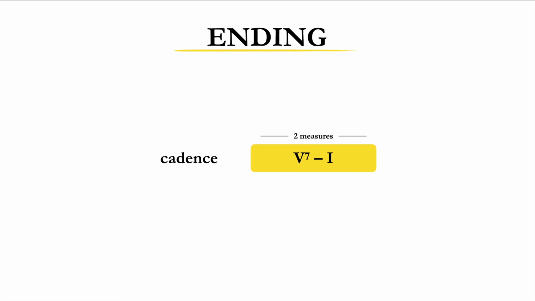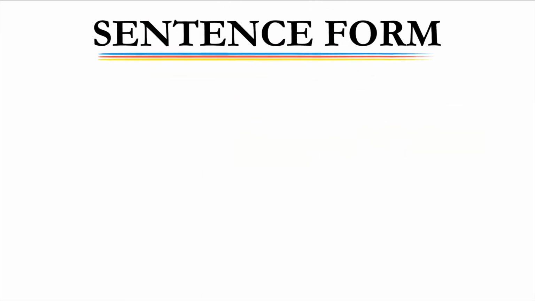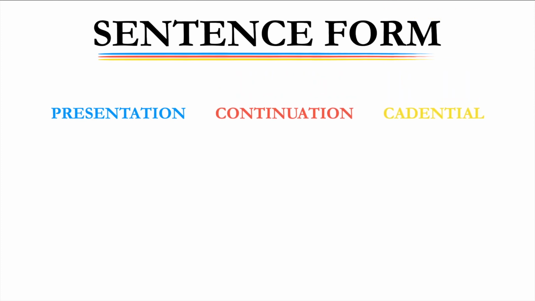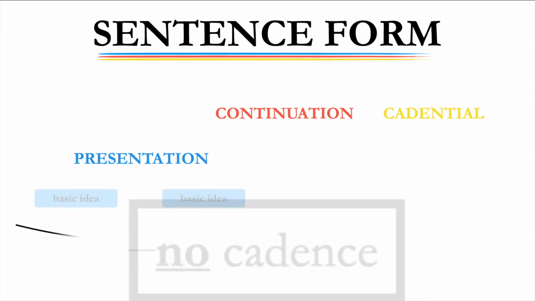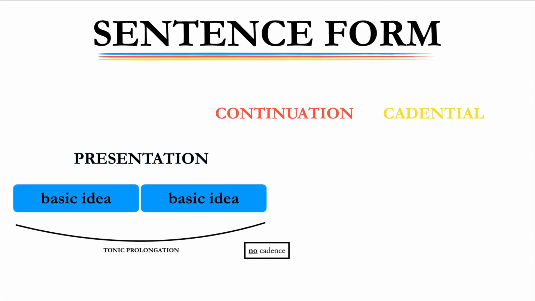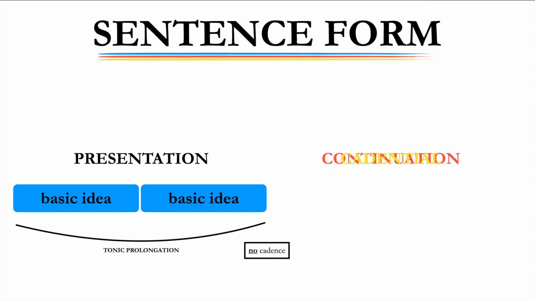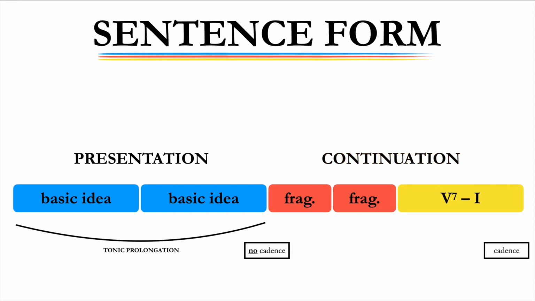Taken together, a sentence is made up of 3 formal functions: presentation, continuation, and cadential. Presentation function stands alone as the first half of a sentence, but the continuation and cadential functions are often fused together into the second half, such that it's difficult to tell where one begins and the other ends. When this fusion occurs, we refer to the entire second half as a continuation. Here's an example of a sentence with its constituent formal functions labeled.